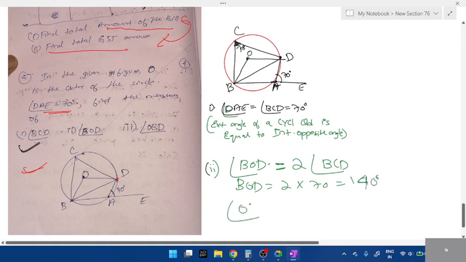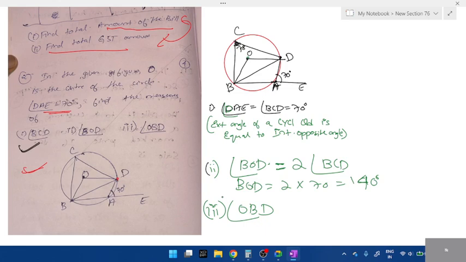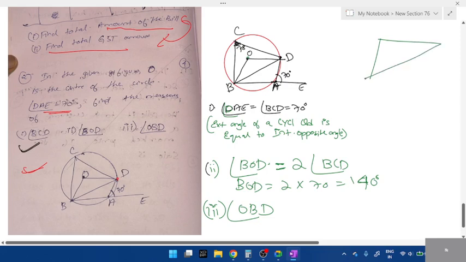Next, angle OBD. Where is angle OBD, students? Isosceles triangle. Okay, very good. If you want to find OBD, take this triangle BOD. Which two are radius? And take X and X.